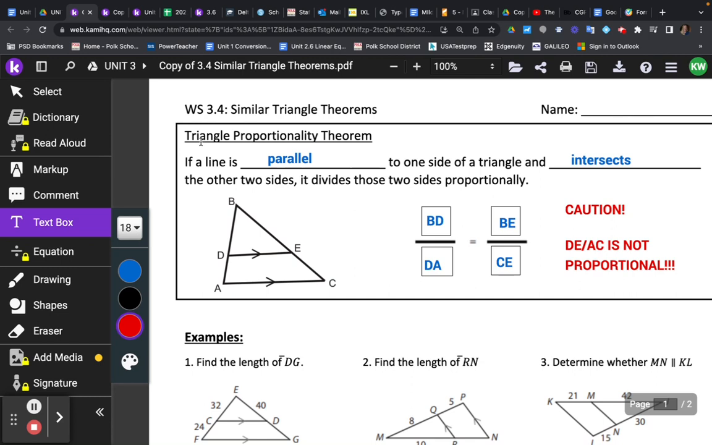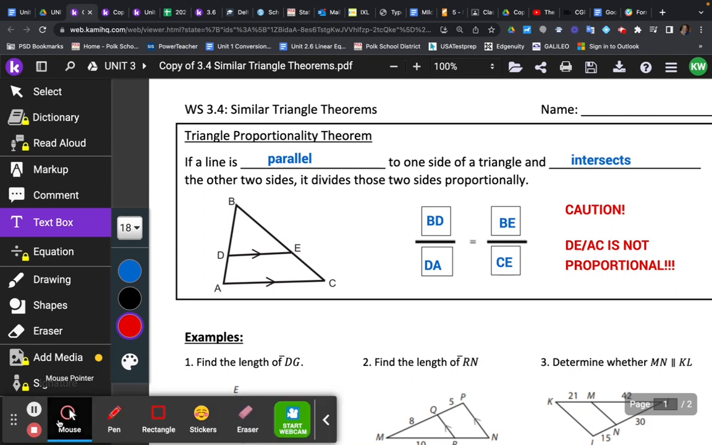This is what it says. It says if a line is parallel to one side of the triangle and intersects the other two sides, it divides those two sides proportionately. And we can see that right there.